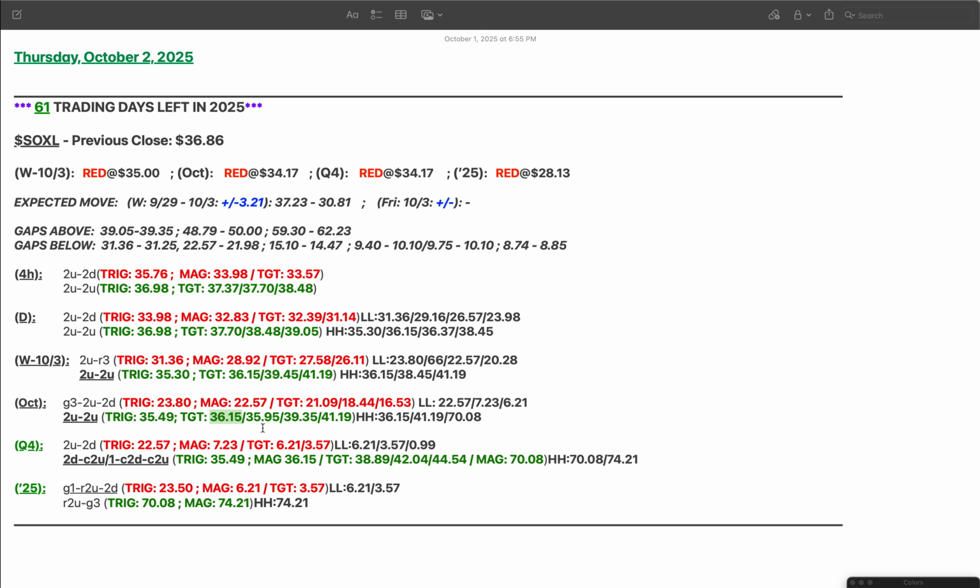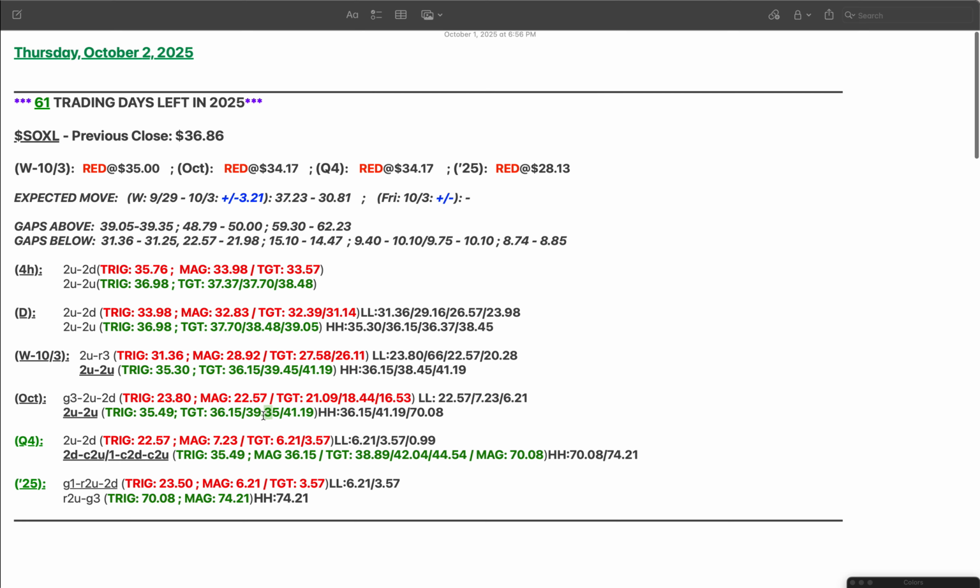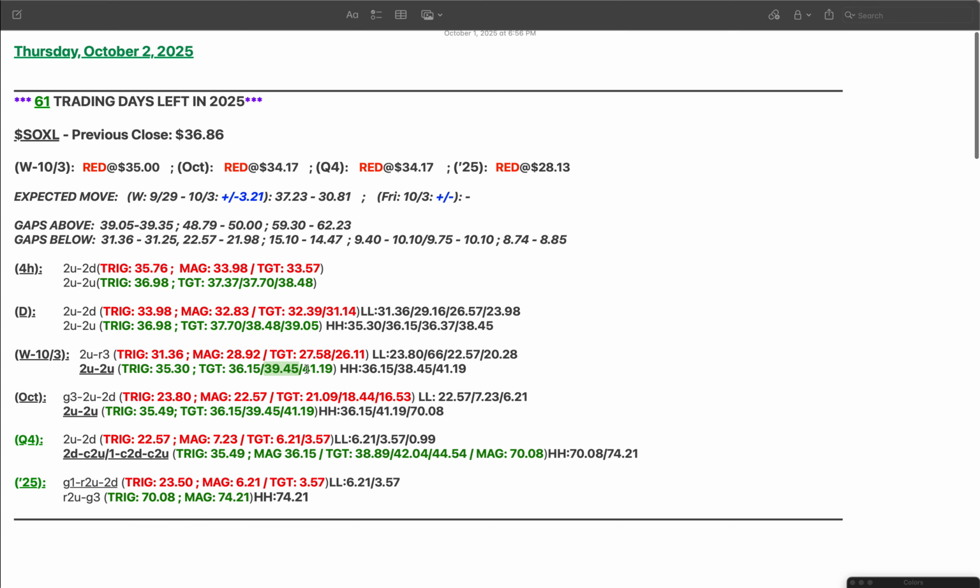From the month perspective, again, we've triggered the 2 up at 35.49. We've hit that first target of 36.15. Next target is, I don't know why 35.95 is there and there. Anyways, next target is 39.35 and then 41.19. I think I fat fingered that, because 39.45 and 41.19 are the extended targets for the week as well. This 41.19 being the higher high in the week and the month.